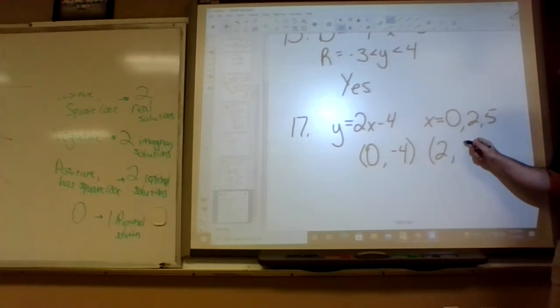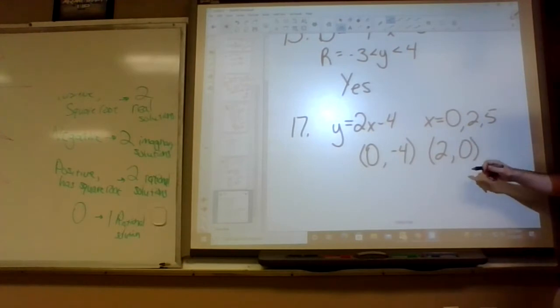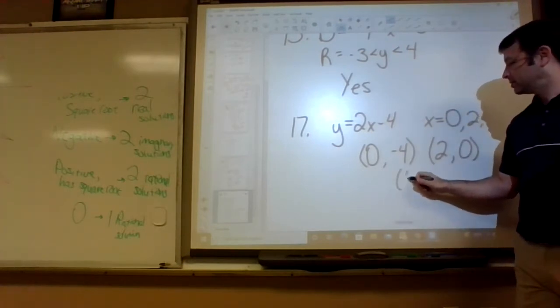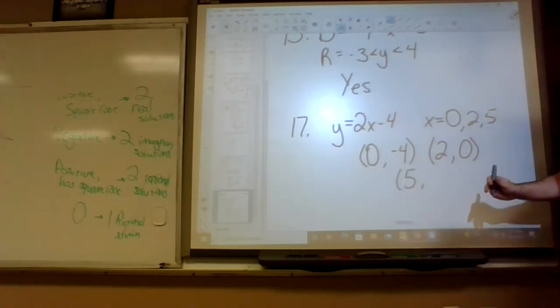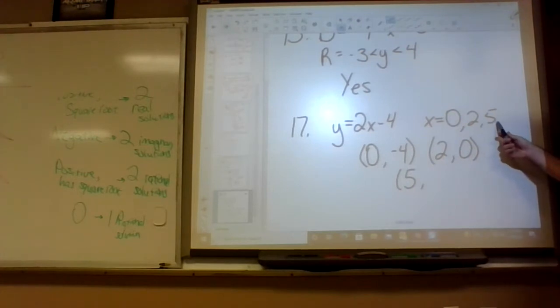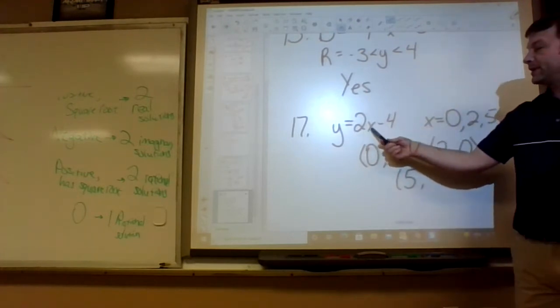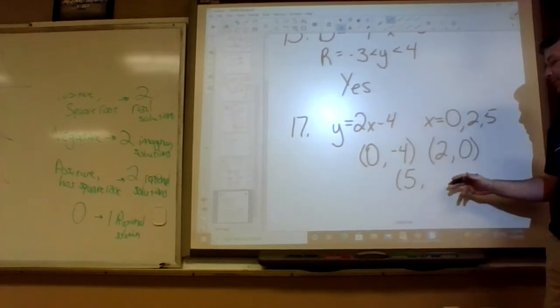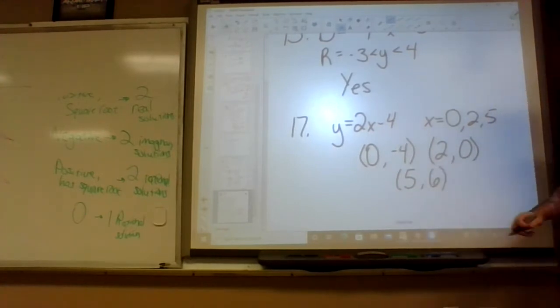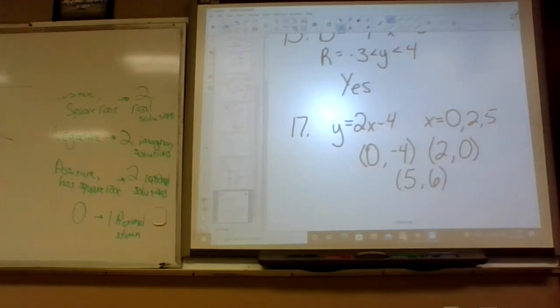I don't even know. 0. That's funny. Stop. If x is 5, 2 times 5 minus 4 is 6. Oh, I got it right. Okay, of course.